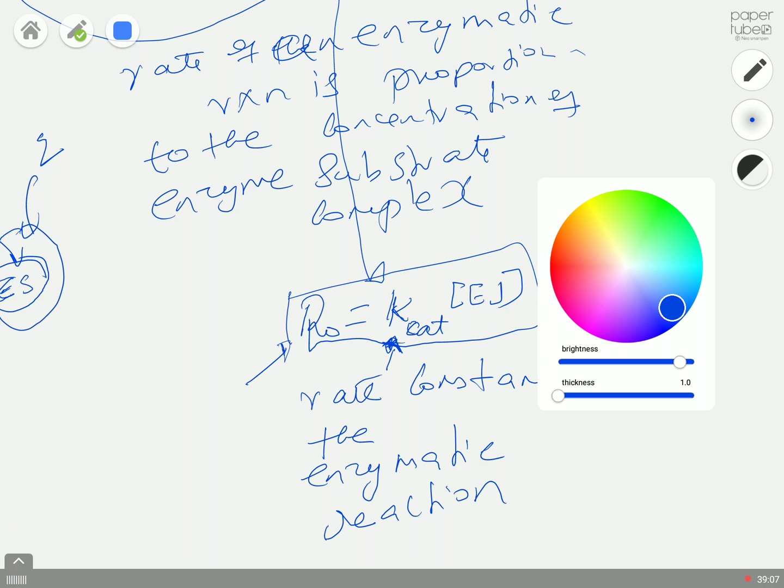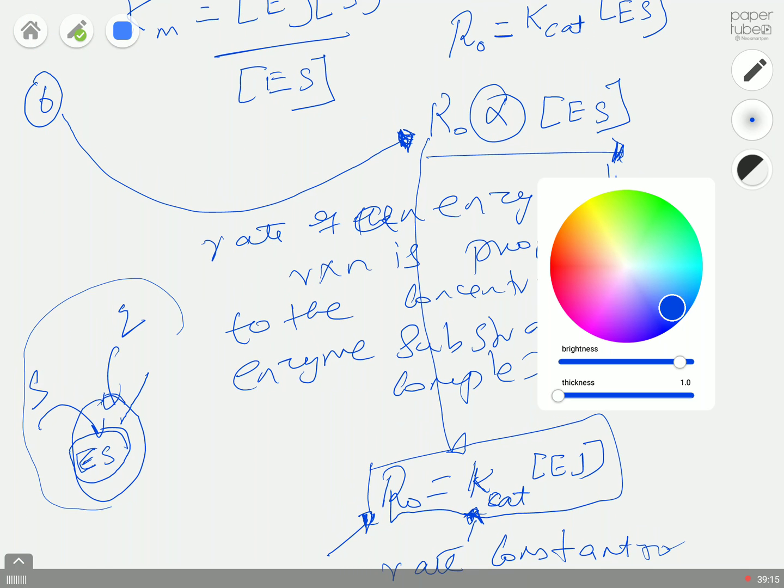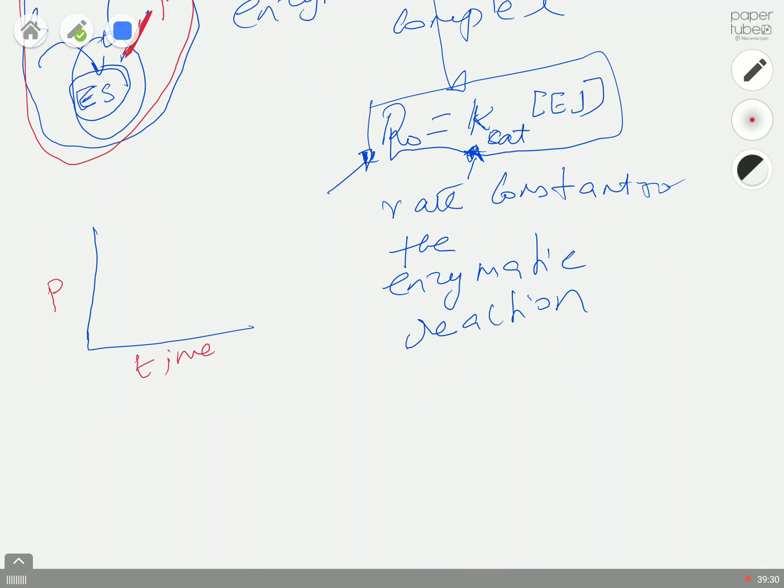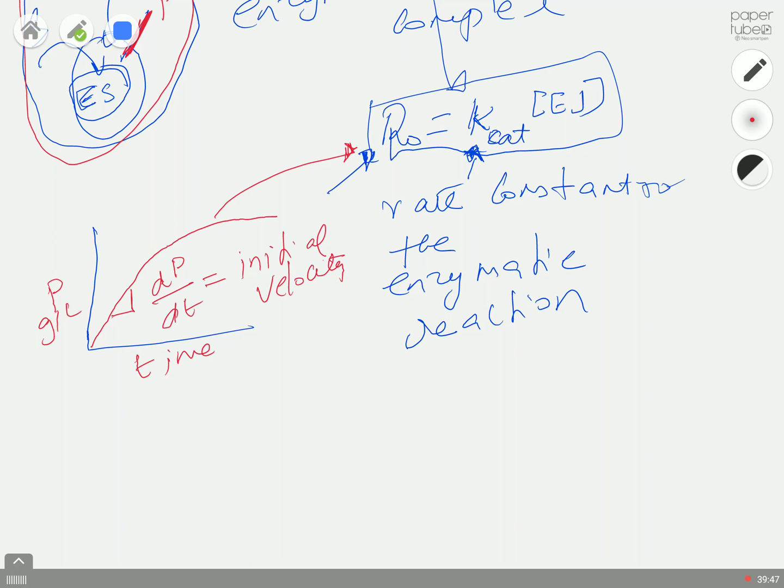So what is this rate? As I said, you start a reaction, and this is your enzymatic reactor here. Imagine you have some probe to monitor your product concentration, and then you plot P versus time, in grams per liter. Your product concentration is going to increase. So this rate R0 is nothing but the change in product concentration with respect to time. This is nothing but the initial velocity. So you can write: R0 is equal to the change in product concentration with respect to time, which is equal to Kcat times the enzyme substrate complex.